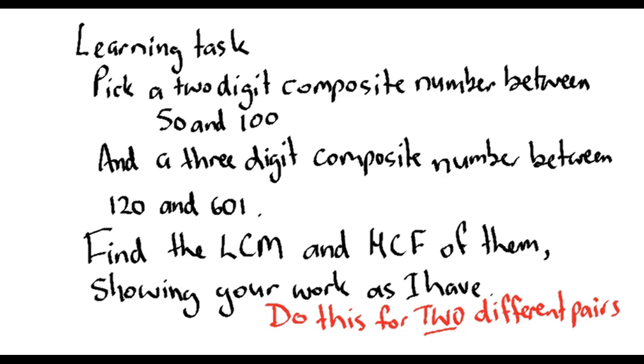Okay, so your learning task is to pick a 2-digit composite number between 50 and 100 and a 3-digit composite number between 120 and 601, and find the lowest common multiple and the highest common factor of them, showing your work as I have done here in this video. Now I don't want you to just do it for one pair of numbers, but do this for 2 different pairs of numbers, and that's your learning task.